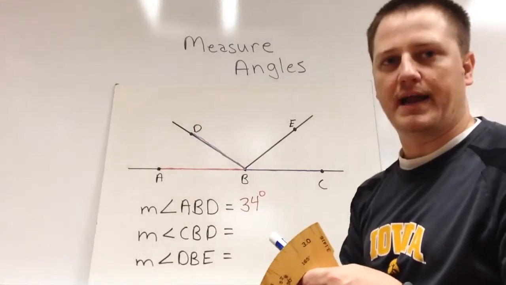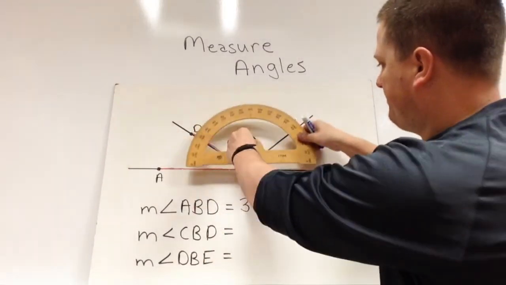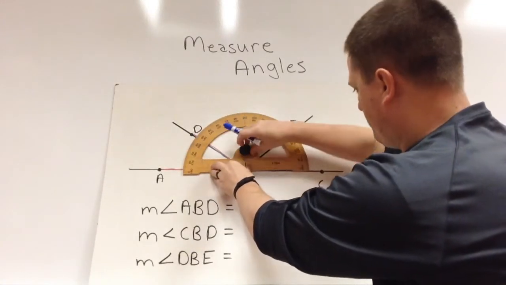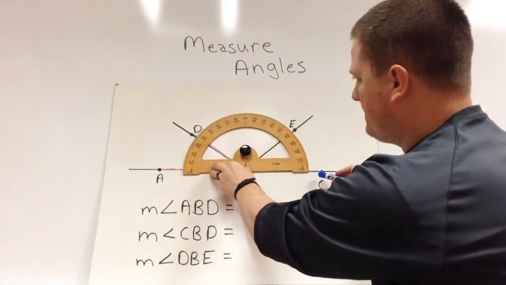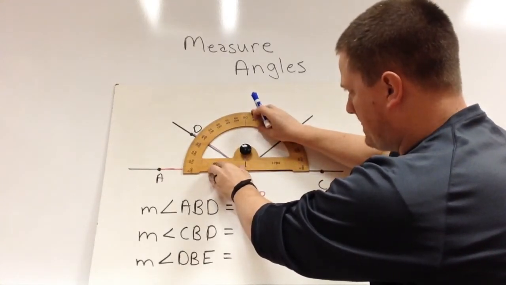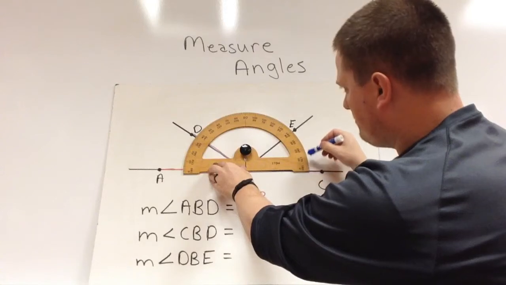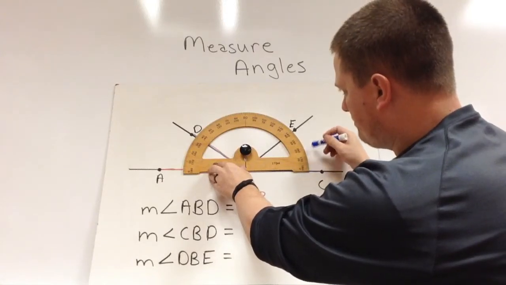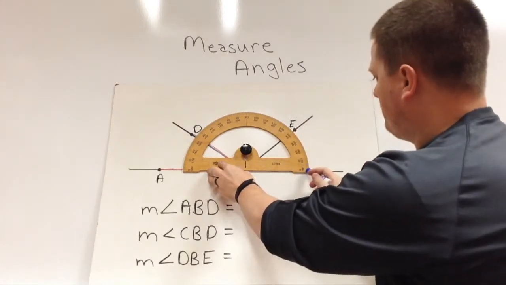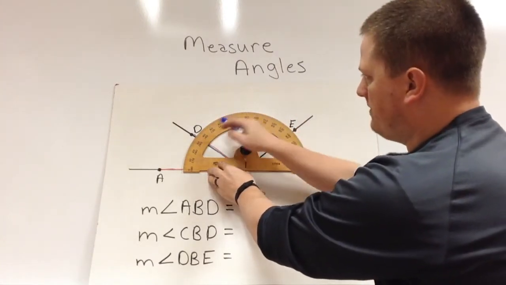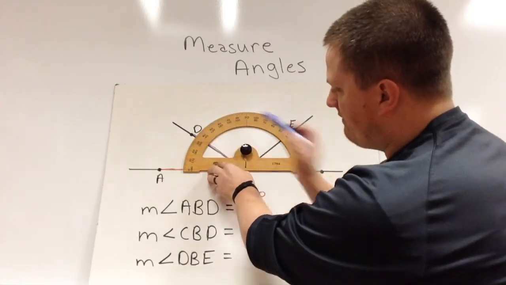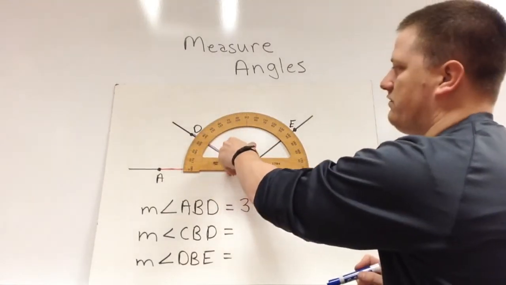It's always important to kind of notice where you're starting at. So here's CBD. So I'm going to start right here, and we're going to go there about. So here we're going to start at 0. We're going to make our way. Here's 30, 140. There's 145. Looks like 146 degrees.